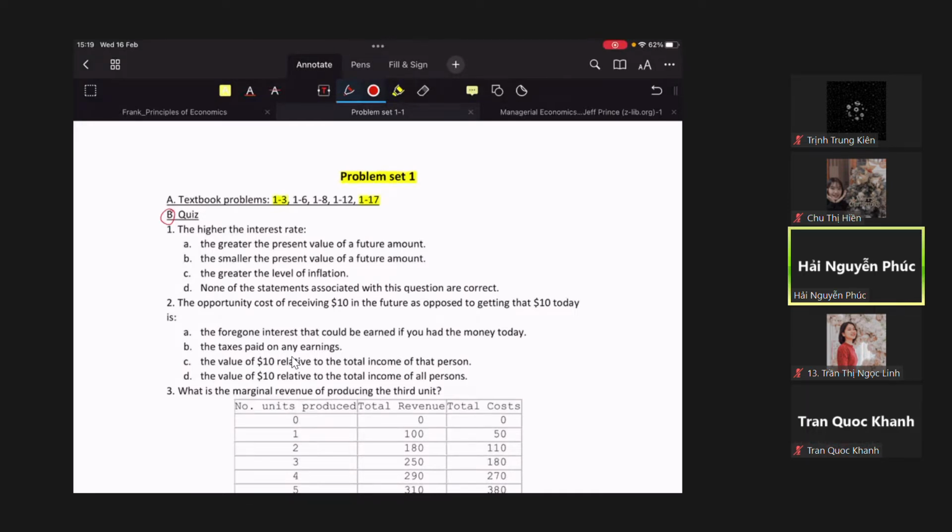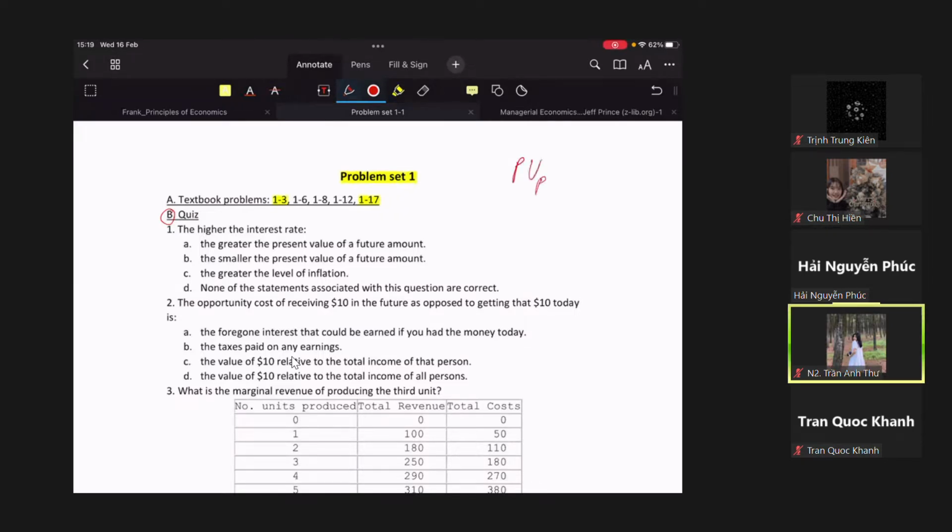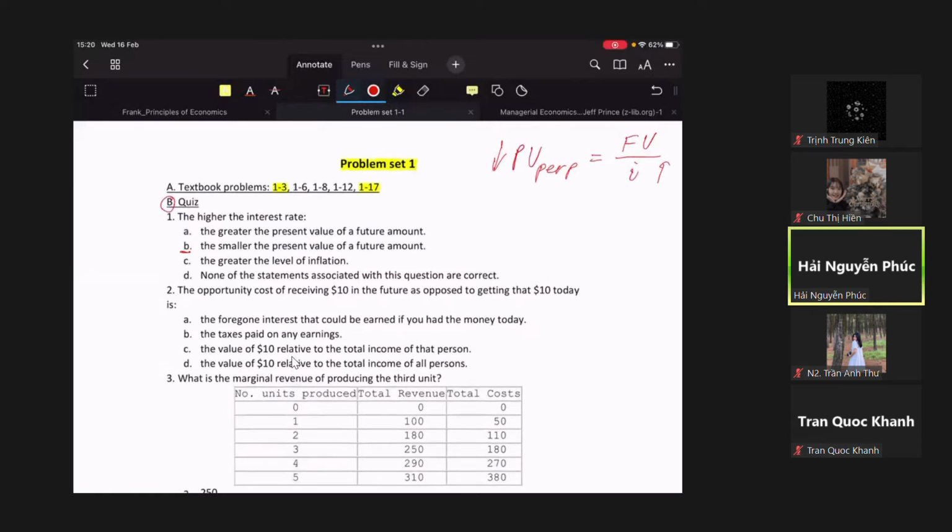So, what is the formula that connects the present value with the future value of something? We have the present value, for example, of a perpetuity, which is going to be equal to the future value divided by the interest rate. So if the interest rate goes up, then the present value will go down. You see, right? So that's why we have B. B is the correct answer for question number 1.